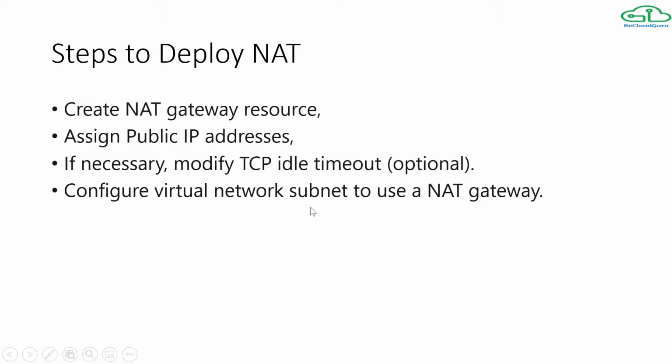Then you need to configure your virtual network subnet so that it can use a NAT gateway. There are different ways by which you can assign a NAT gateway. Either you can select a subnet when you are creating a NAT gateway, or you can select a NAT gateway when you are creating a subnet. So both ways are possible. Let's jump into the Azure portal and see how we configure the NAT gateway.